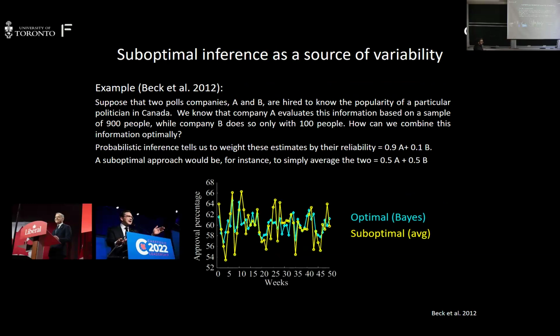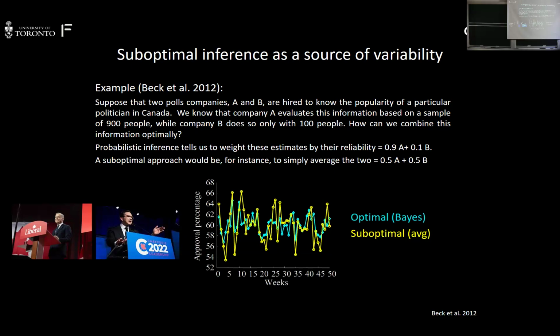I said earlier I did one revision to the slides to update them, which is that I swapped the picture of Justin Trudeau out for this one here. The example is: say we've got some polling companies telling us who they think is going to win the election. Company A does this with a sample of 900 people, company B with a sample of 100 people. How can we combine this information? The suboptimal option would be to equally weight those two. The optimal one would be to scale by their reliability, which in this case is exactly their sample sizes.